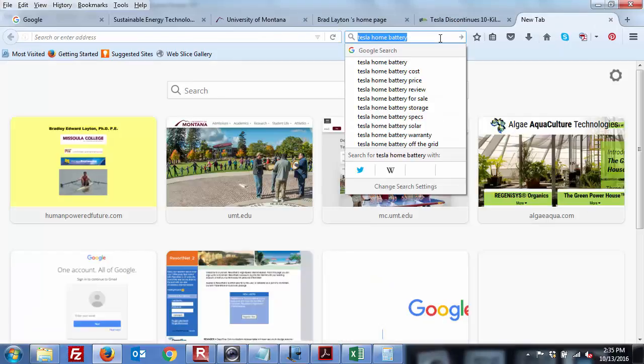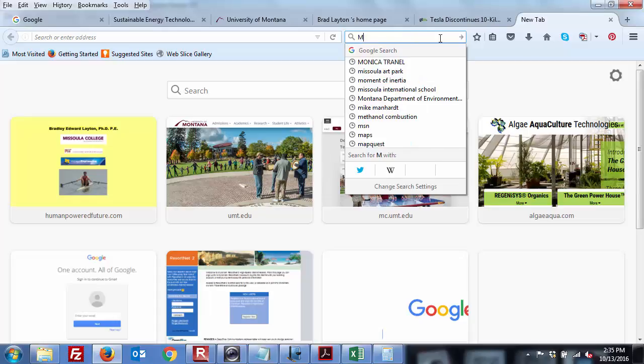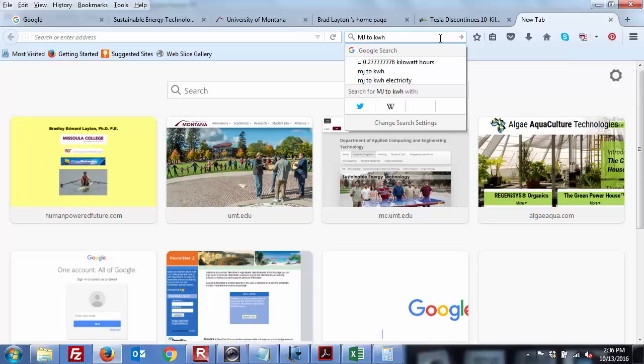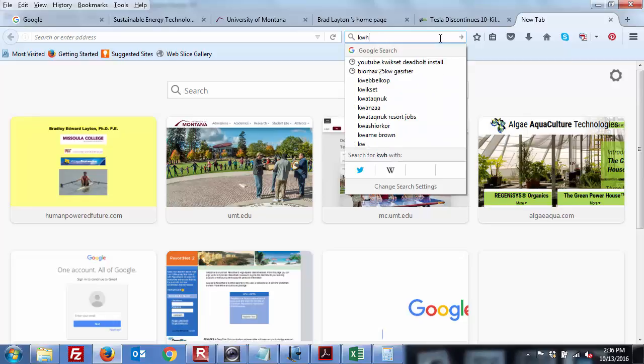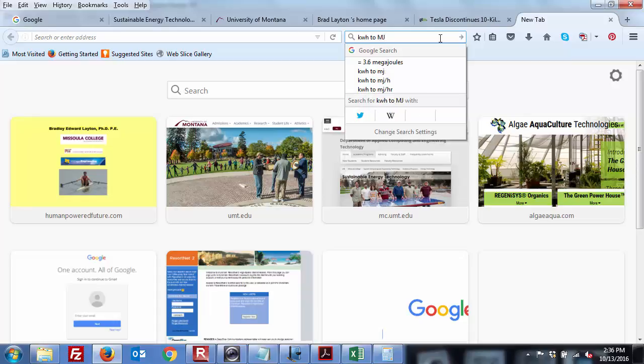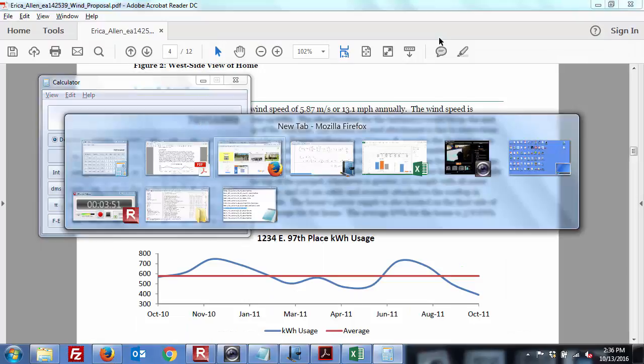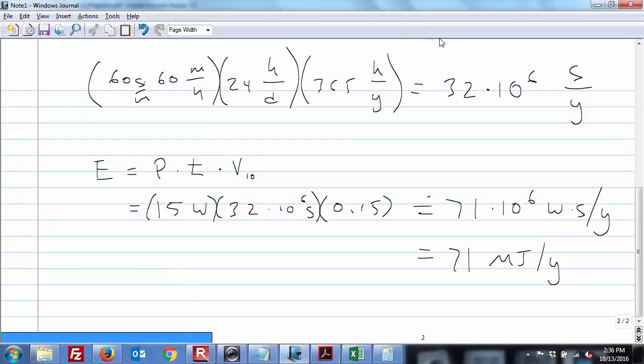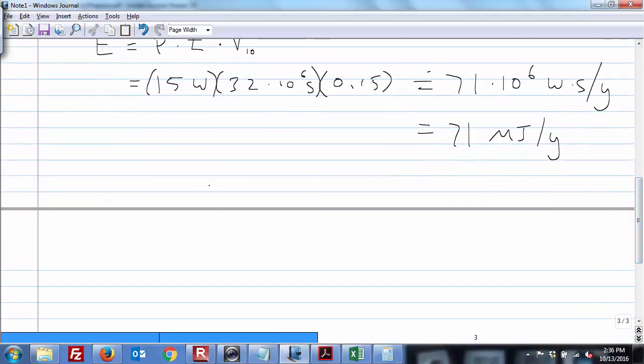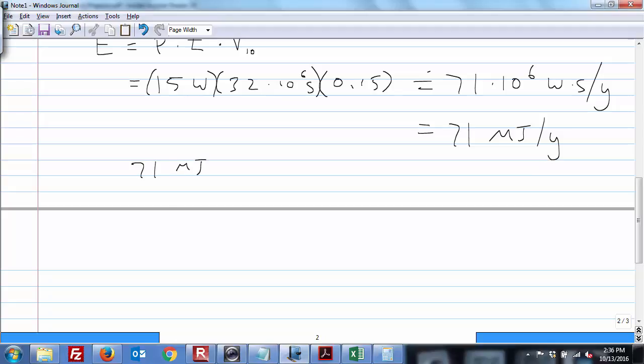So I was wondering how you were doing that conversion from just megawatts to megajoules. So kilowatt hours. 1 kilowatt hour is 3.6 megajoules. So when you just multiply that, 71 times 3.6? Yes, let's just do it this way. The way I always like to write it out like this. 71 megajoules.